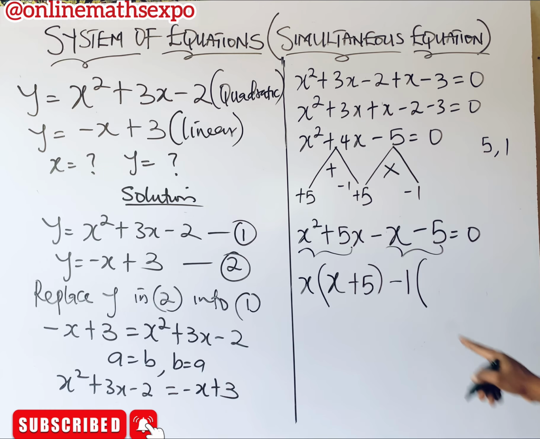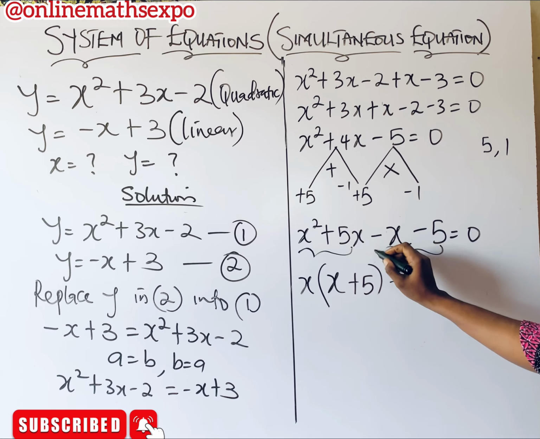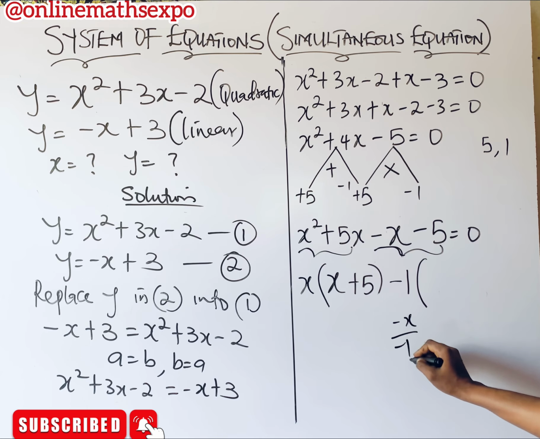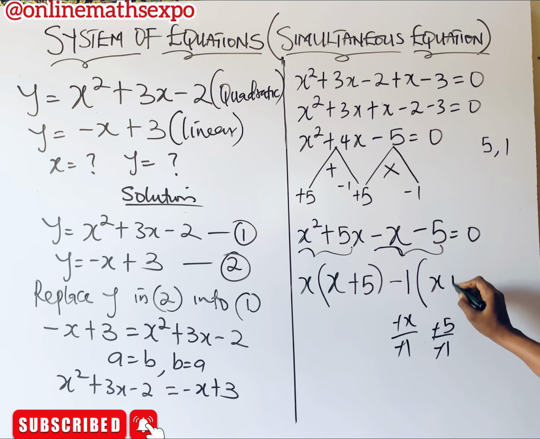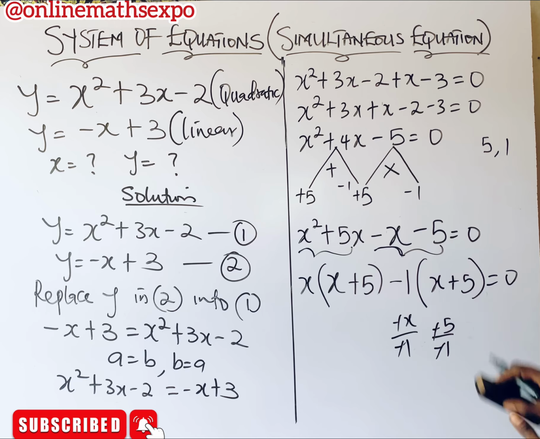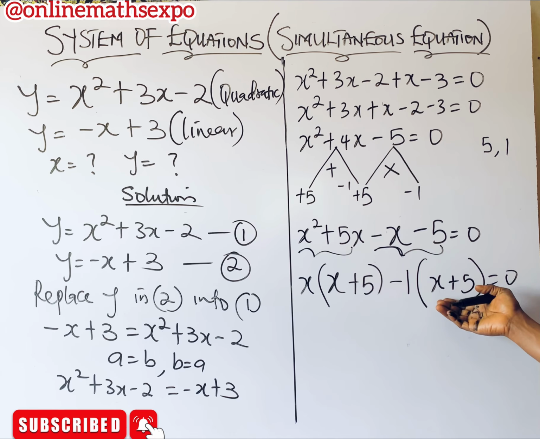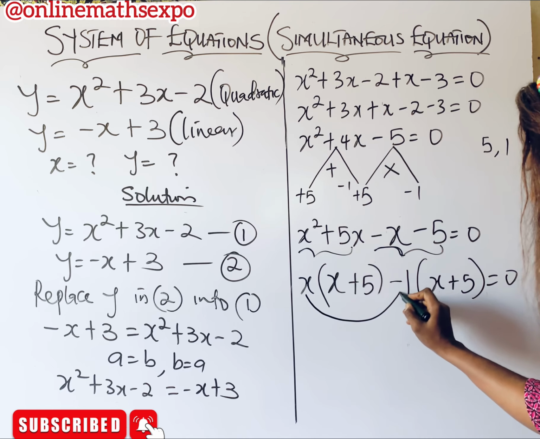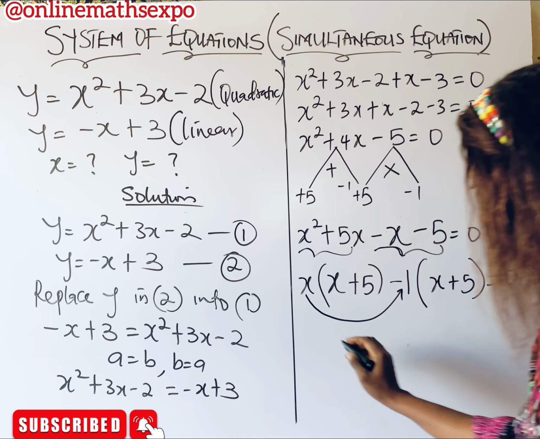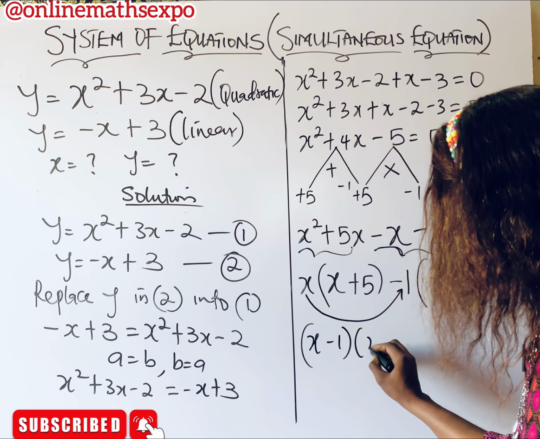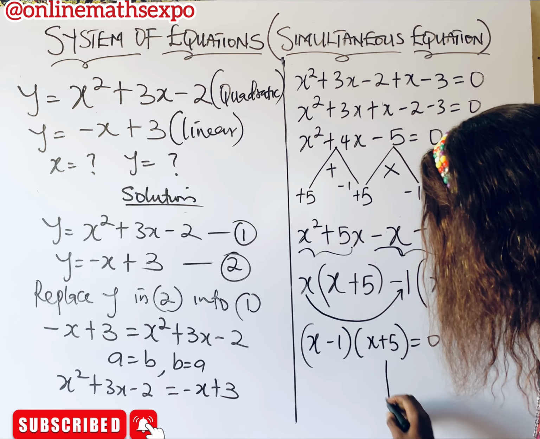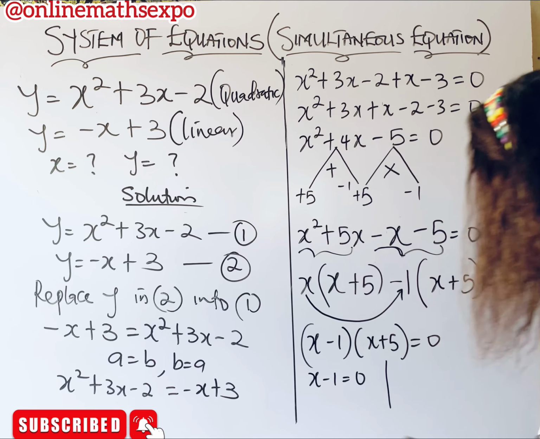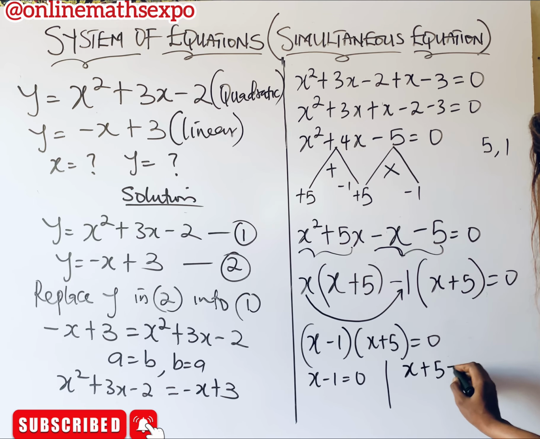So when I factor it out, use this negative 1 to divide negative x. It will give us what? It will give us x. Then use this to divide this. It will give us positive 5 equal to 0. So did you observe that the two values in the bracket are the same? So you collect this one outside and one of the ones in the bracket. So we're going to have x minus 1 and x plus 5 is equal to 0. So when you have this being equal to 0, it means that x minus 1 is equal to 0, or x plus 5 is equal to 0.